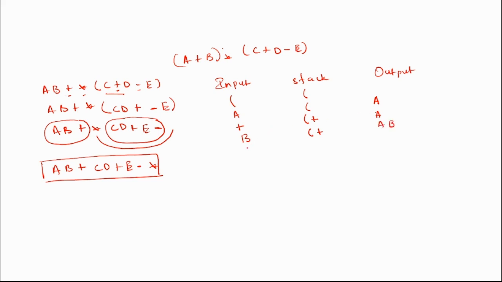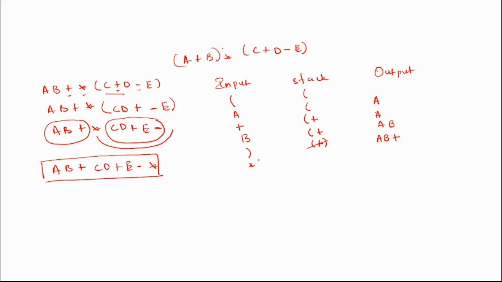Then I have this close bracket, so I will close this parenthesis. Then I'll write ab here, and once we have the closing bracket, we need to pop out all the operators. So basically I'll pop out here, I'll just write it down here, and I'll just put a dash here, which means that the stack is now empty.